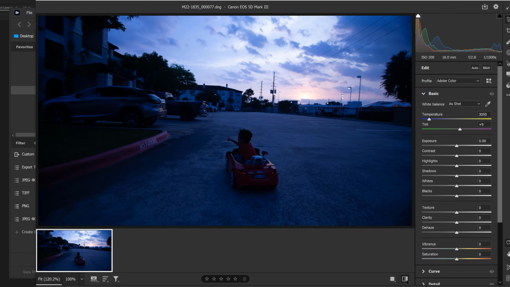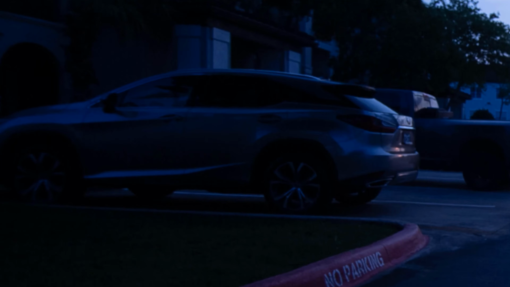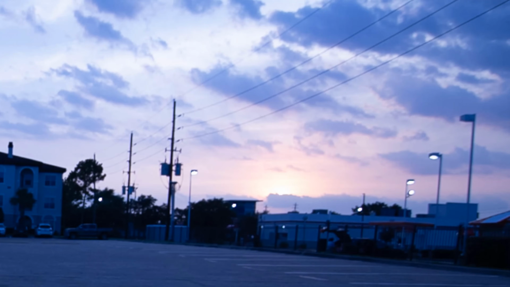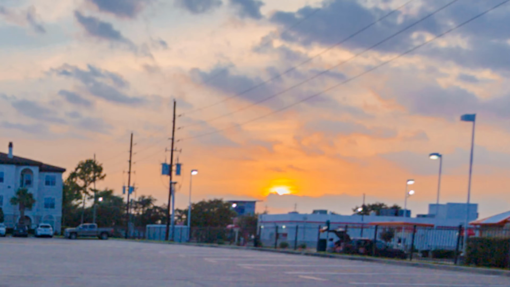Look at how much difference, how much information is captured and retained within the raw. Look at the shadows over here, and now look at how much is able to be extracted. Look at the highlights over here by the sunset and how much of that is able to be extracted. This is just absolutely stunning, absolutely amazing.